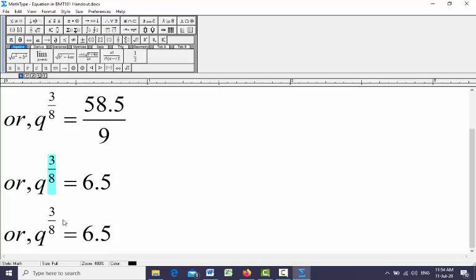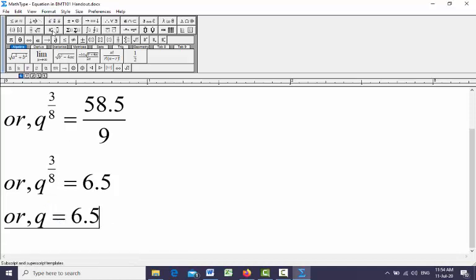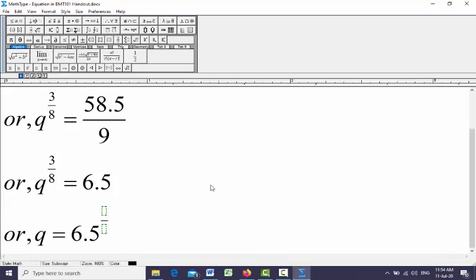As I said before, power moves as power always. If you move that power to the right hand side, you will get the reverse of that power. So it was 3 by 8, now we will get 8 by 3. Power always moves as power, but we get the reverse of that power.